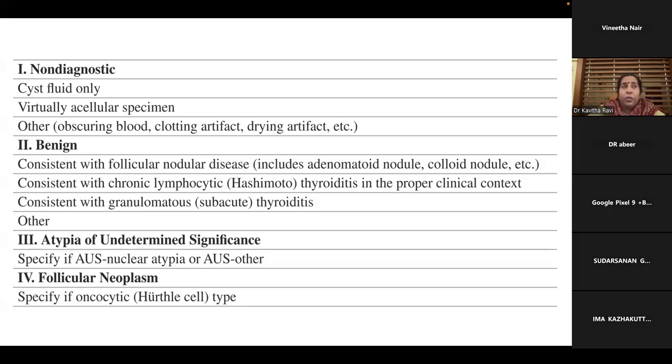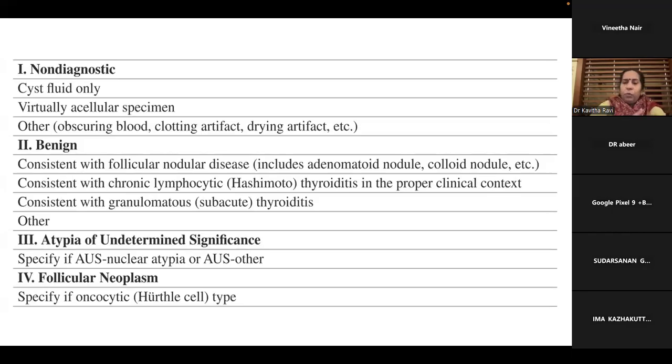Then sometimes thyroid is a very vascular organ, so many times we'll be aspirating blood. We don't use suction nowadays. We use only the 23 gauge needle to take FNAC from the thyroid. So we'll be poking with the needle and then release the material onto the slide. Then we may get obscuring blood, clotting artifact, drying artifact, etc. All these make it non-diagnostic. We won't give any diagnosis. We just name it as TBSRTC category 1.